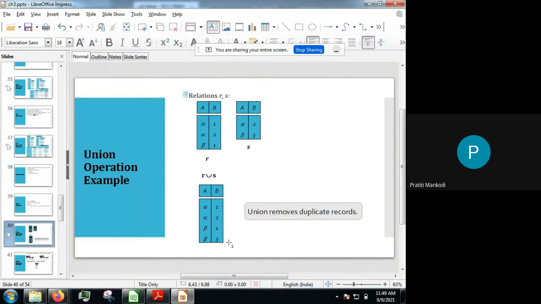The thing is, as relational algebra is based on set theory, you know that in a set duplicate values are not allowed. So when you have duplicate tuples, your output will not show them. It will show every tuple only a single time. Is it clear? Fine. So alpha 2 is visible only one time.